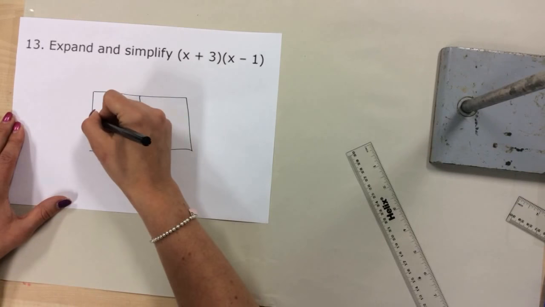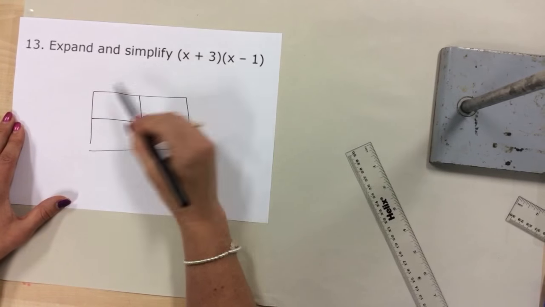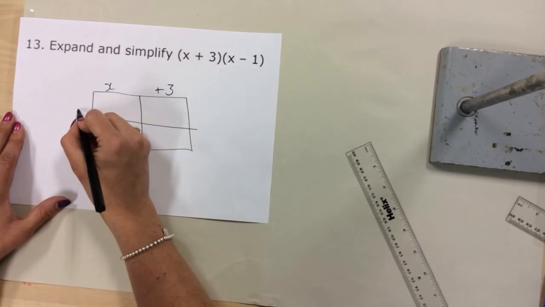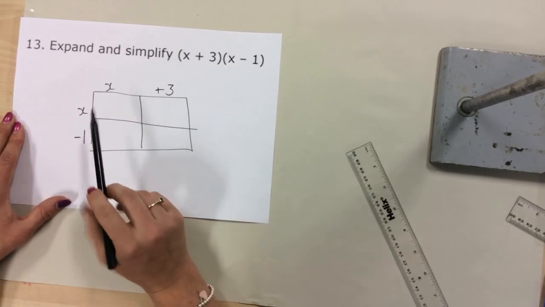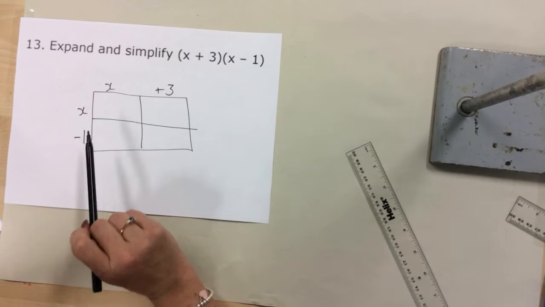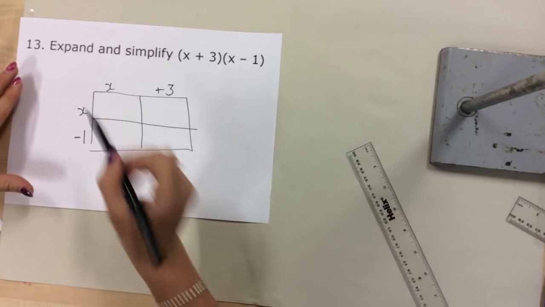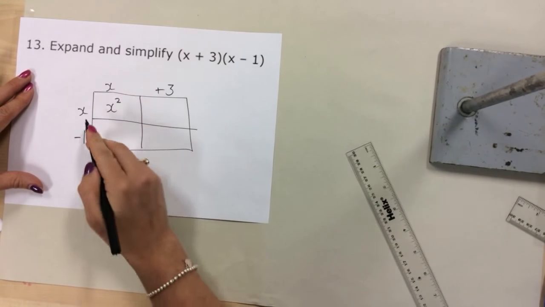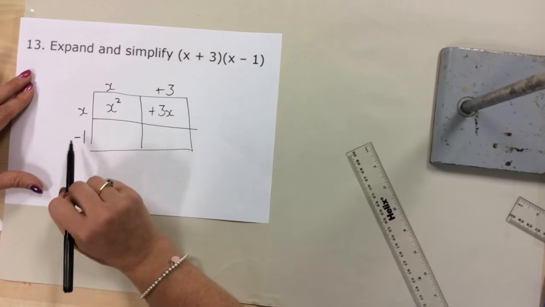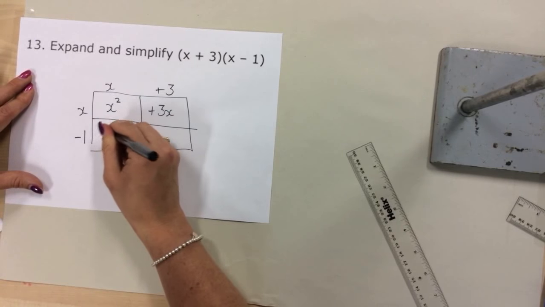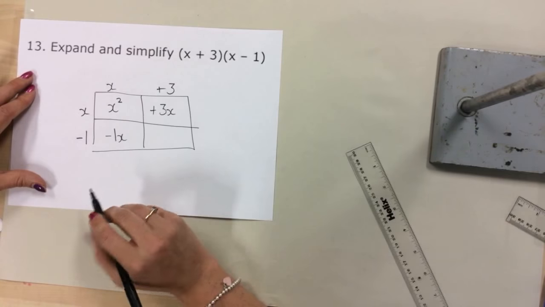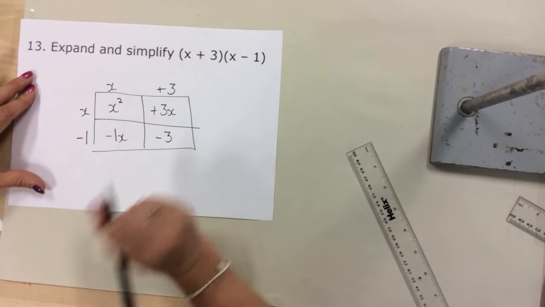I'm going to split it up into 4. And I'm going to put this bracket along the top. So I've got x plus 3 and then I've got x negative 1. And to find what goes inside each of these boxes, I'm going to multiply them together. So x multiplied by x is x squared. x multiplied by 3 is positive 3x. Minus 1 multiplied by x is minus 1x or minus x. And minus 1 multiplied by positive 3 is negative 3.